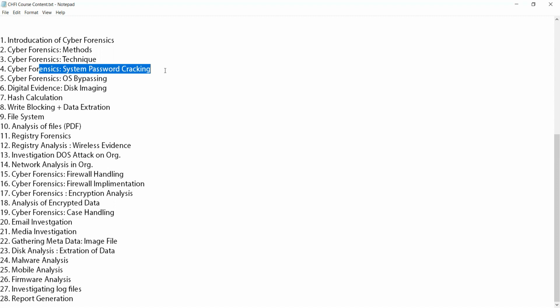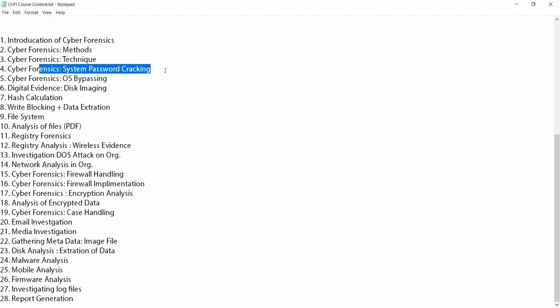And one more thing will be covered in this write blocking technique, that is the data extraction procedure. In that we are going to cover the data extraction procedure using the different types of tools to extract data in different formats. So we are going to cover these things in the eighth module, that is write blocking and data extraction technique. The next module is the file system.